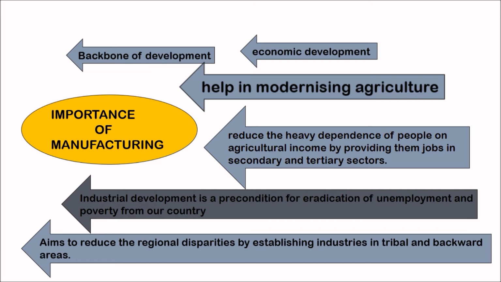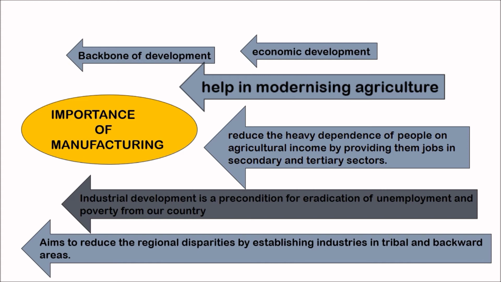One, it is a backbone and economic development of the country. It helps in modernizing agriculture by producing modern tools. It reduces the dependence of people on agricultural income by providing them jobs in secondary and tertiary sector. Industrial development is a precondition for eradication of unemployment, and poverty from our society can be eradicated through focusing on industrial development, and through the industrial development we can also reduce the regional disparities in tribal and backward areas.